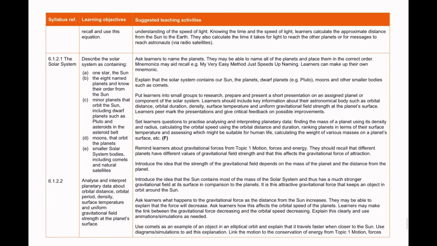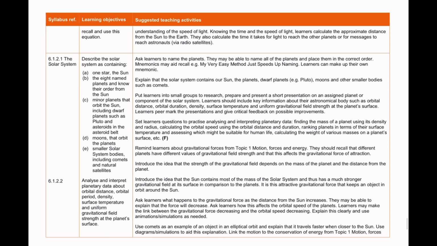Key concept, the solar system. Learning objectives. Describe the solar system as containing A. One star, the Sun. B. The 8 named planets, and know their order from the Sun. C. Minor planets that orbit the Sun, including dwarf planets such as Pluto and asteroids in the asteroid belt. D. Moons that orbit the planets. E. Smaller solar system bodies, including comets and natural satellites.